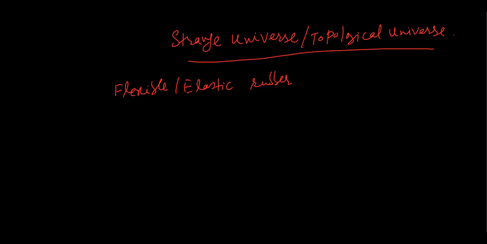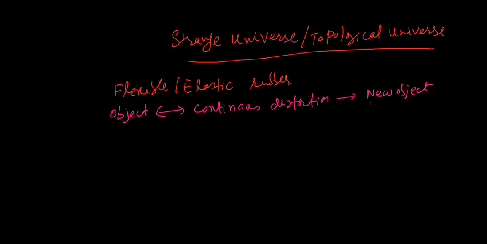So in other words, if you take an object and distort it by some continuous transformation, in other words, you apply some kind of continuous distortion onto it, you're obviously going to get a new object. But this new object is essentially, fundamentally the same as the original object.